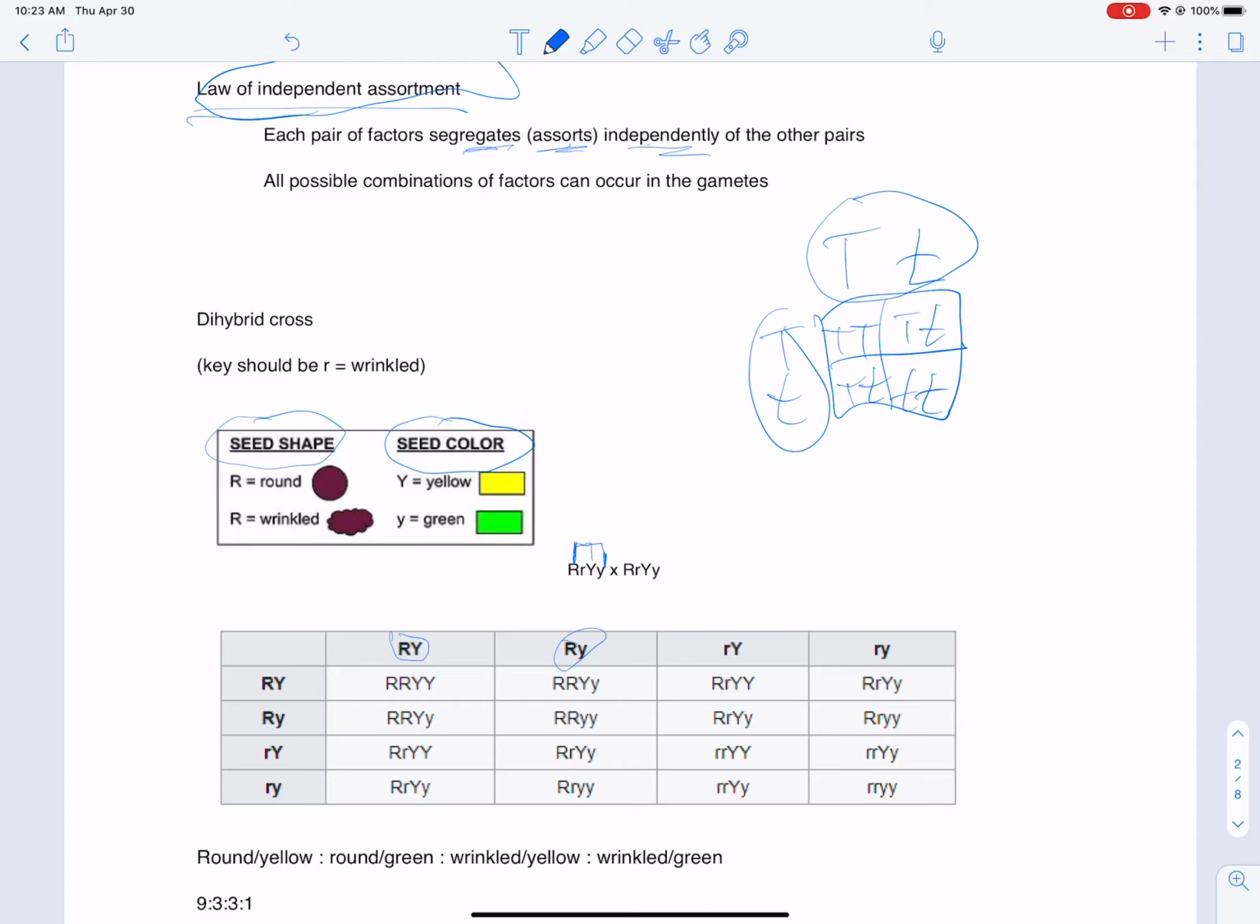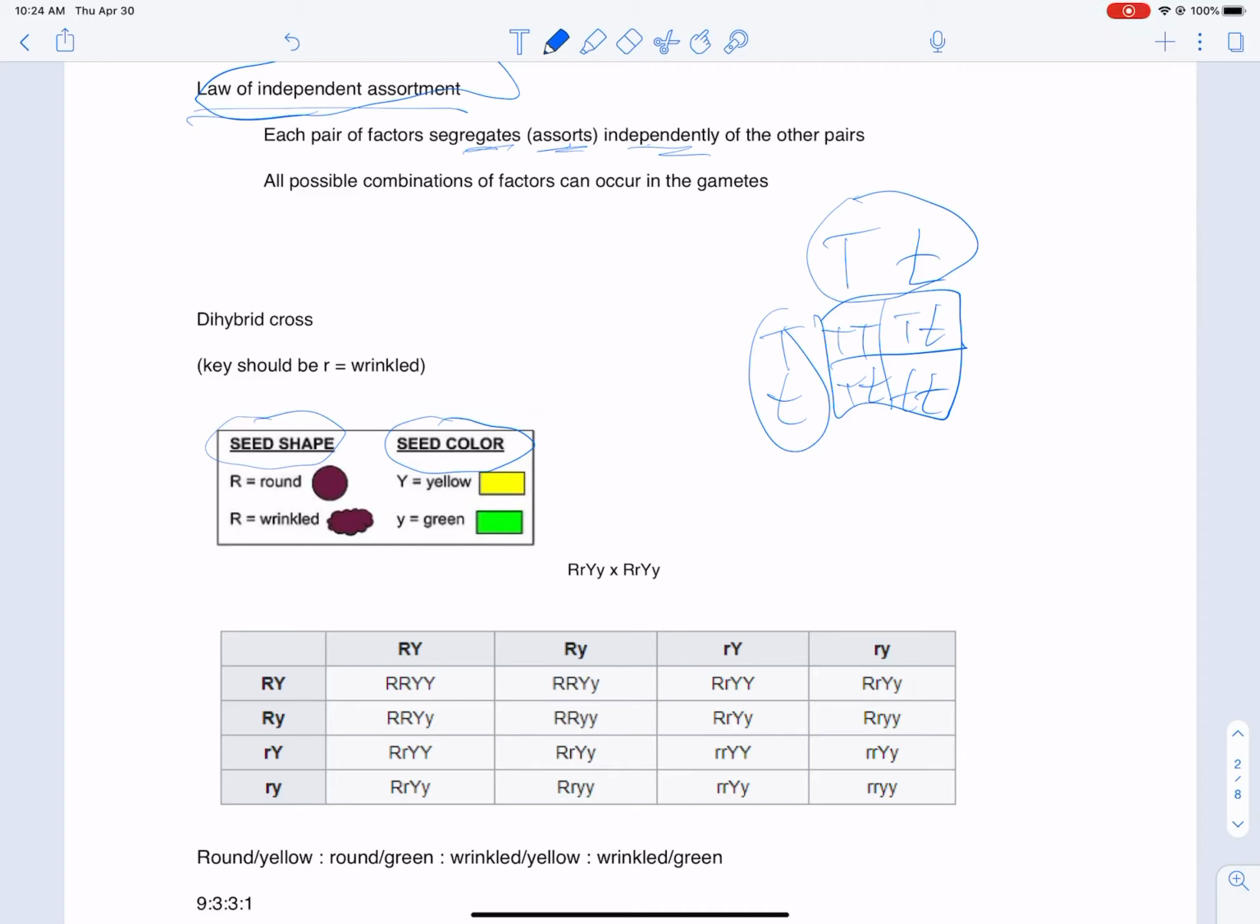Now that's the only two possibilities I can have with that first allele. So then I have to do the same thing with that second one. The small r in this case can be with the capital Y, or it could be with the small y. Now those are all the possibilities that I can have. I can get no more, I can get no less in a normal situation.